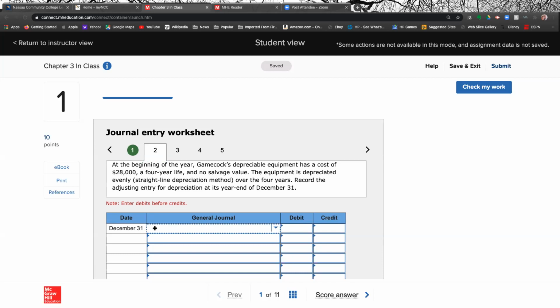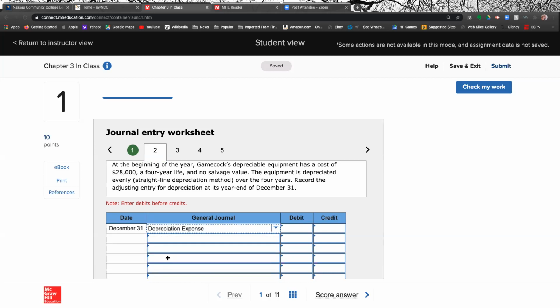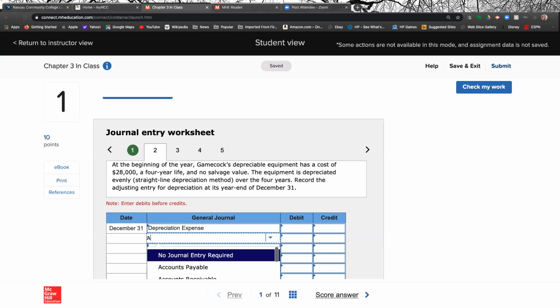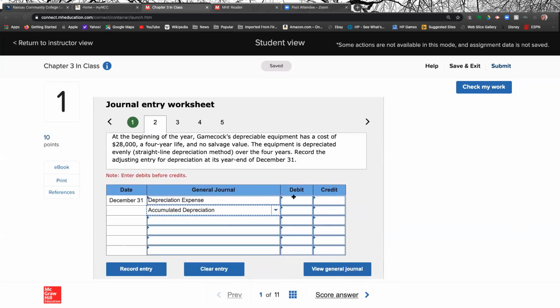Okay. So we're going to debit depreciation expense and credit accumulated depreciation, right? So that might be a good way to approach these things, is to say, okay, forget the numbers. What's the adjustment? And as soon as I see the word depreciation, that's telling me debit depreciation expense, credit accumulated depreciation. Now I have to worry about the amounts.